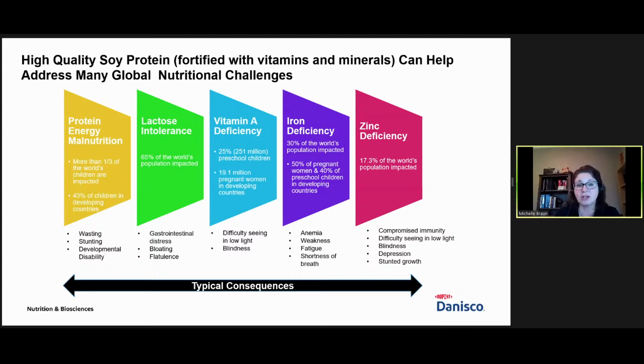And 17% of the world's population may be impacted by zinc deficiency, which is associated with compromised immunity and stunted growth, to name a few. Possibly less well recognized is protein energy malnutrition. More than a third of the world's children can be impacted by this condition. So there are plant-based products that can help to address these concerns by contributing these important nutrients.